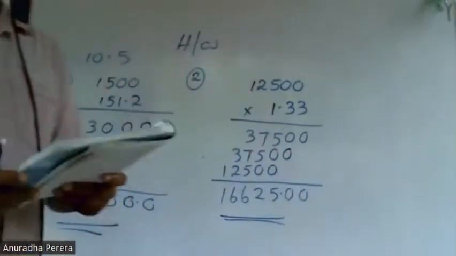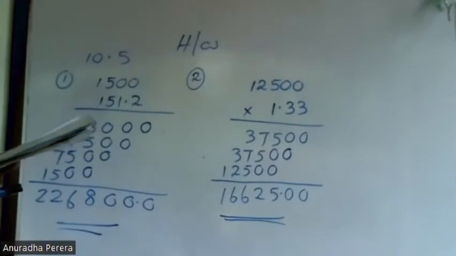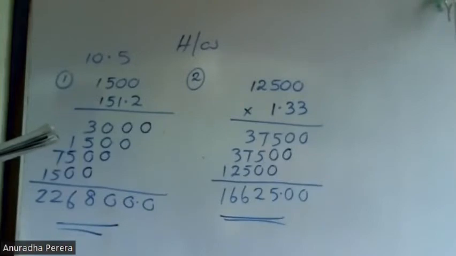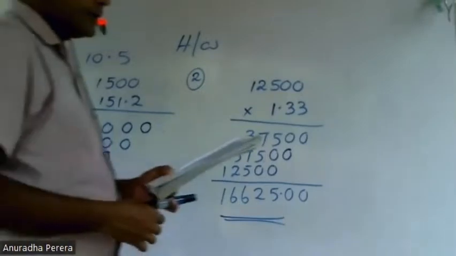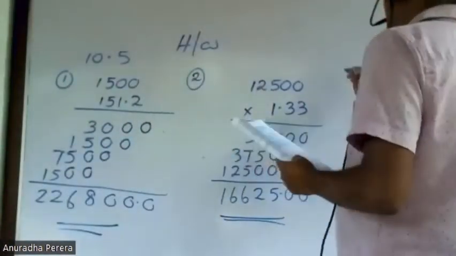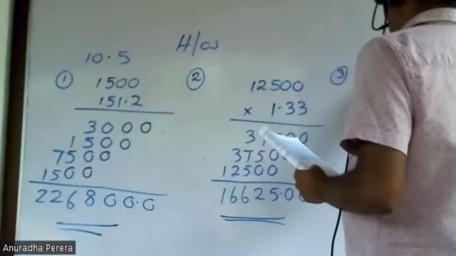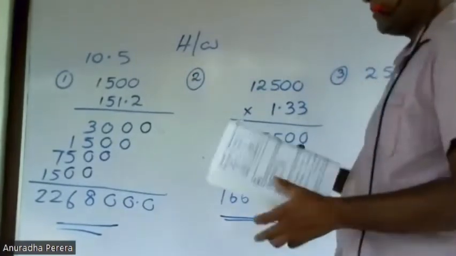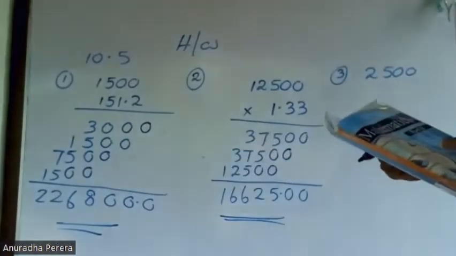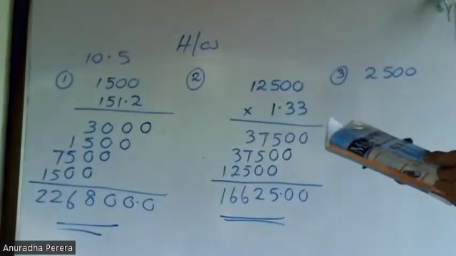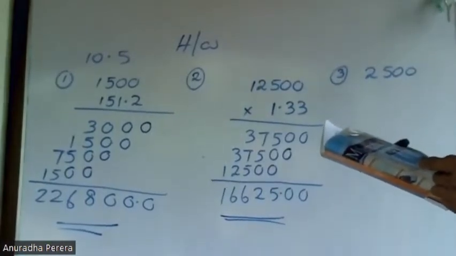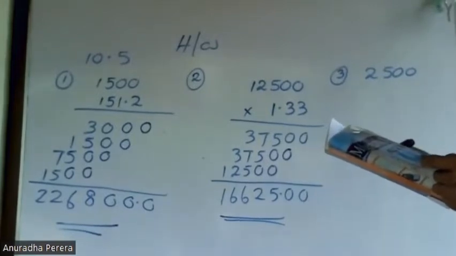Third question. The monthly allowance of 2,500 sterling pounds is given to a scholarship student engaged in further studies in Great Britain. How much is it in Sri Lankan rupees? 2,500 multiplied by 1 sterling pound, which is equal to 185.9.